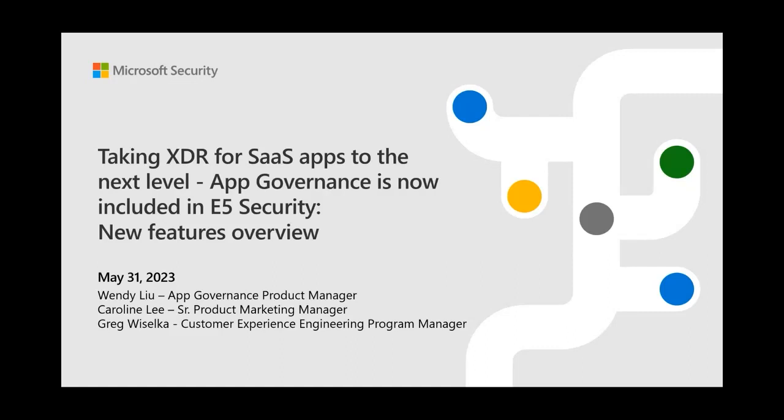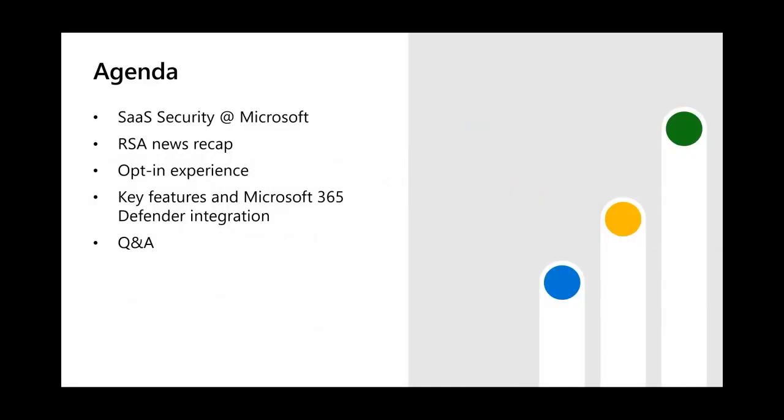Fabulous. All right. So quick agenda for today. We're just going to do a run through of what SaaS security means at Microsoft. We'll do a recap of the RSA news. We'll talk about what the opt-in experience looks like for AppG and what to expect tomorrow. And then we'll go through a demo of the key features of app governance as well as the Microsoft 365 Defender integration. And we'll have time for a Q&A at the end, but feel free to ask questions. There's no dumb questions here. We want this session to be interactive and for you all to get the most that you can out of this session.